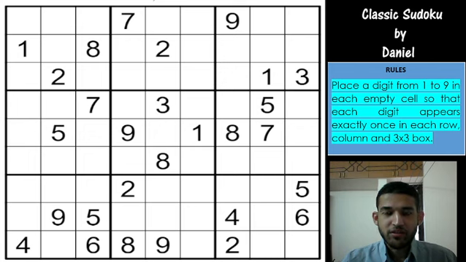Today I'll be solving a classic Sudoku created by Daniel, and this Sudoku was posted on the CTC Discord server, so I thought of giving this classic a try today. You can also try this classic by playing it out from the link given in the description of the video. Do give it a shot yourself and then please come back and watch the video.